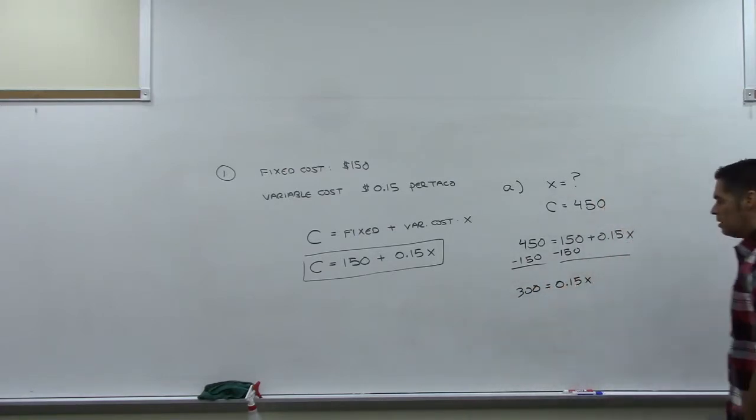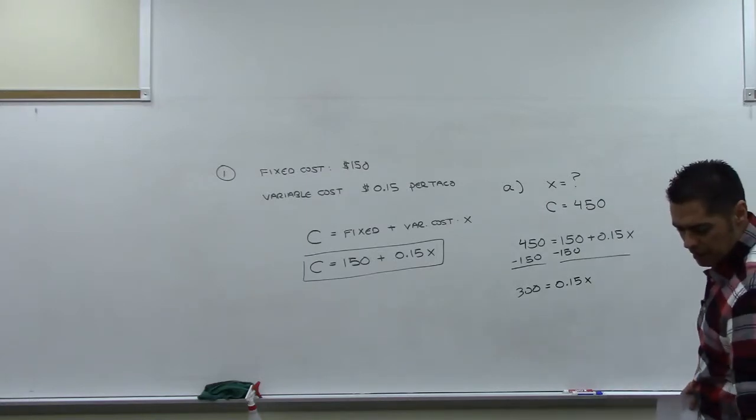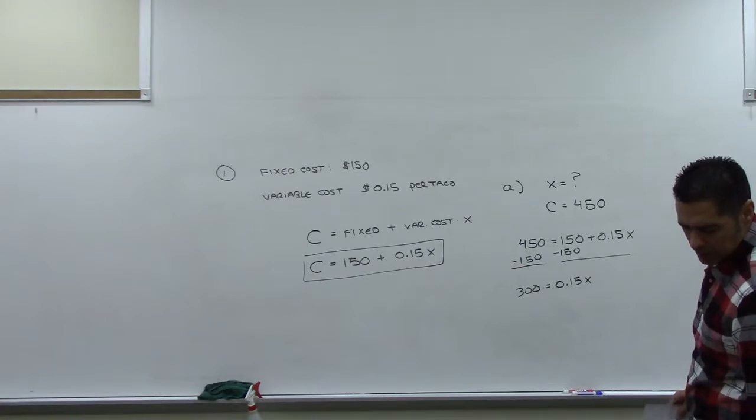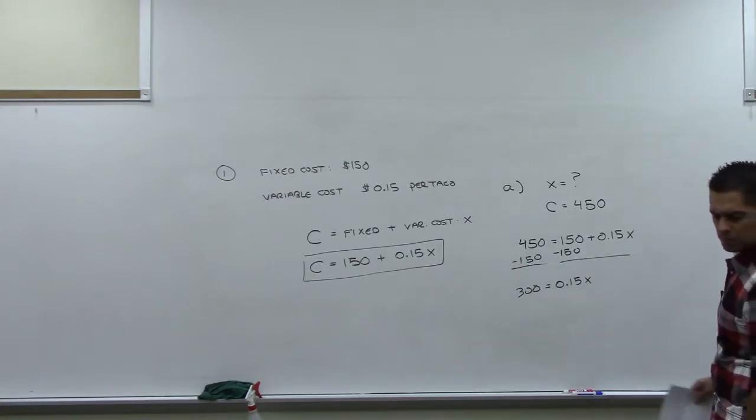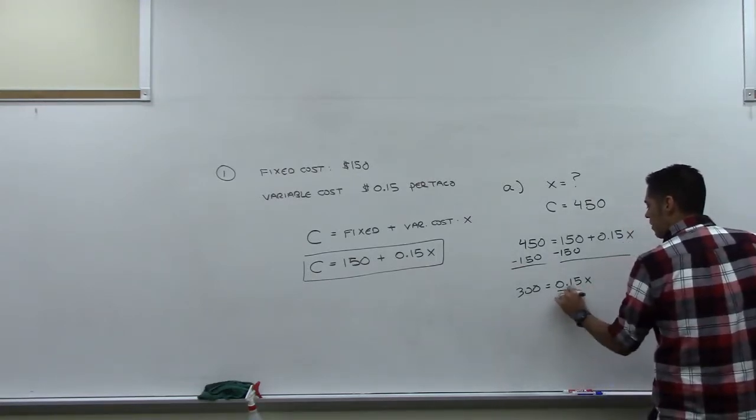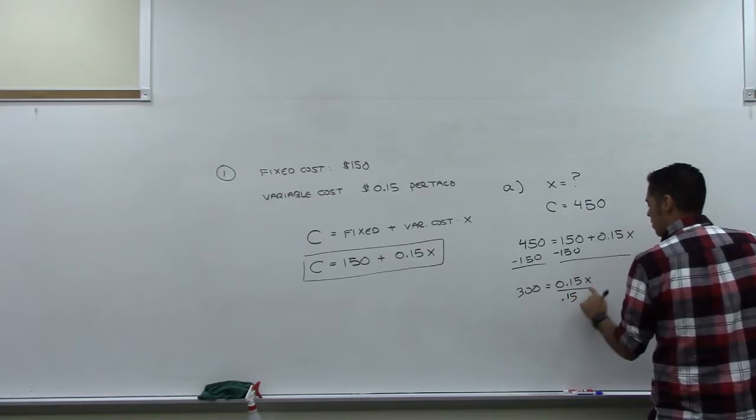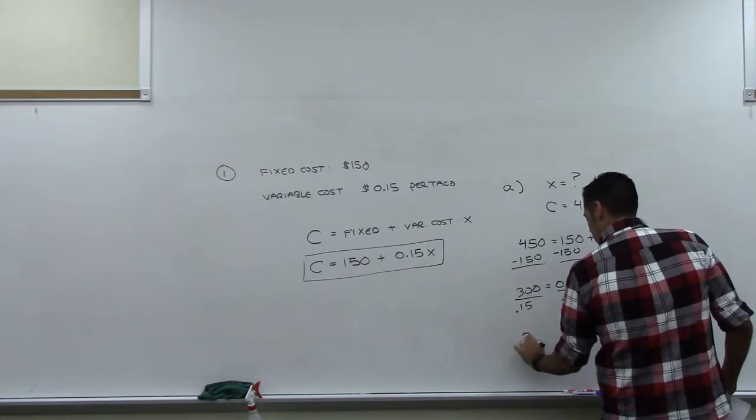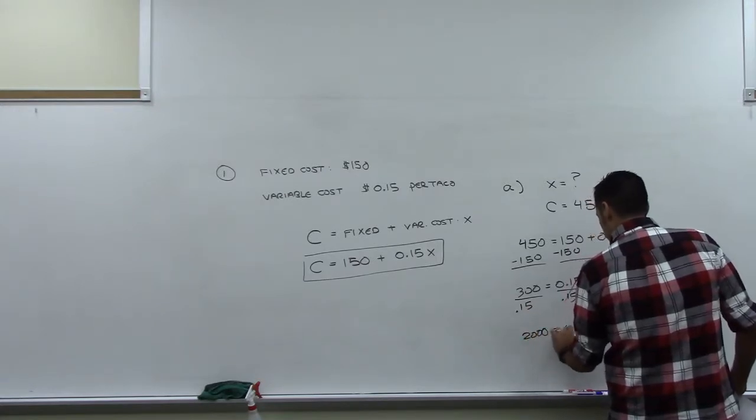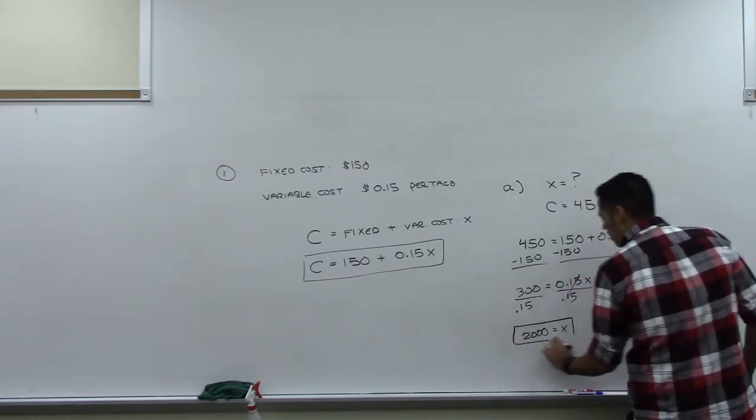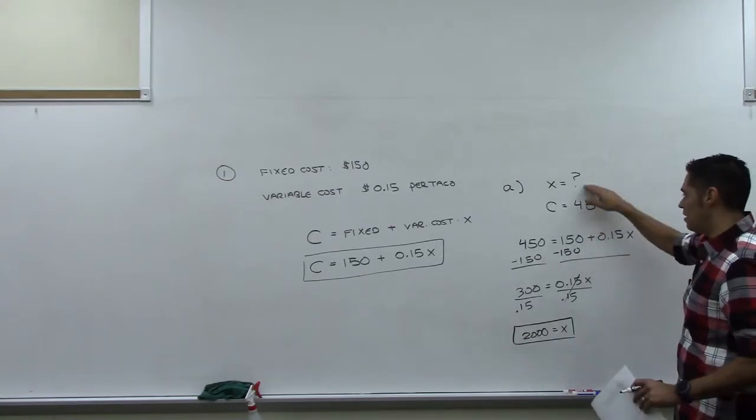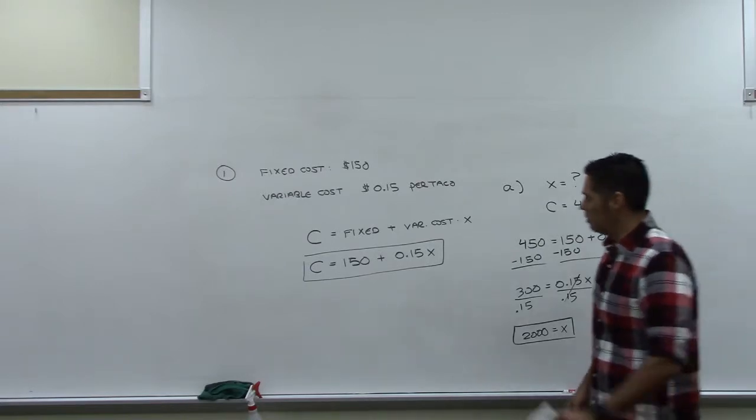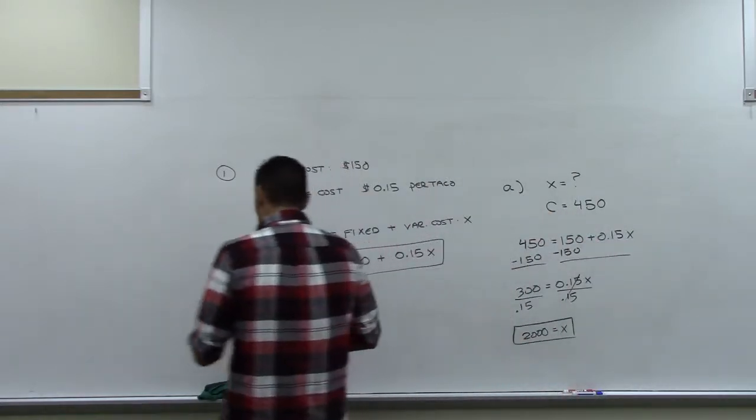equals 0.15x. So now you could get your calculator out or do this math in your head, whatever. We got 2,000. Make sure I did that. Yeah, 2,000. So if I divide both sides by 0.15 so that I can get x by itself over here, we get 2,000 equals x. So if my daily cost is $450, that means that I made 2,000 tacos. That's a lot of tacos.